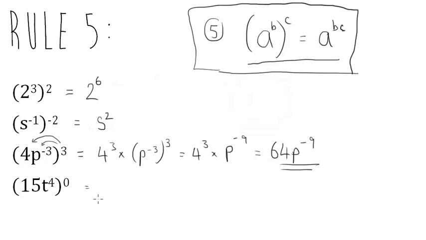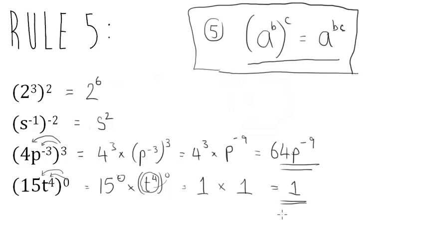And last but not least, just a bit of a red herring, because the 0 applies to both things in the bracket. That's 15 to the power of 0 multiplied by t to the power of 4, all to the power of 0. And as you can see from rule 4, I think it was, anything to the power of 0 is just 1. So 15 to the power of 0 is 1, multiplied by, and it doesn't even matter, we don't have to apply the rule to this because anything to the power of 0 is 1. So t to the 4 to the power of 0 is 1, and we just get 1 times 1. So 1 is just the answer to that question.